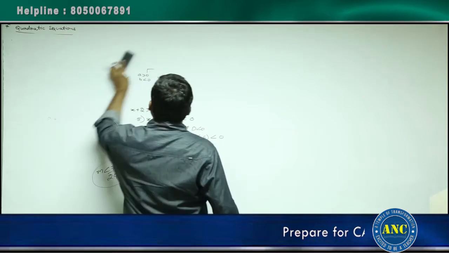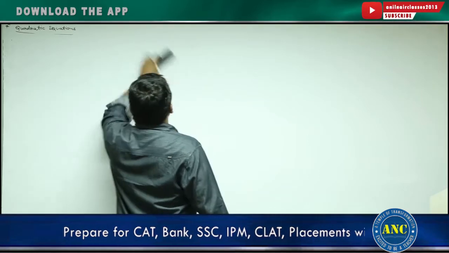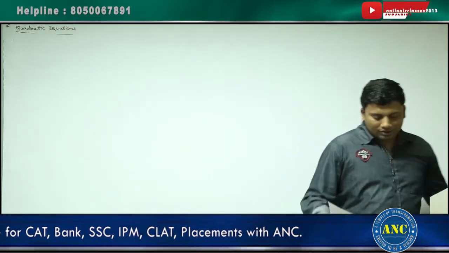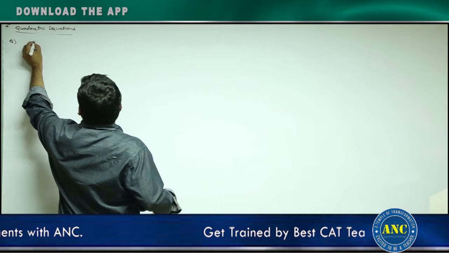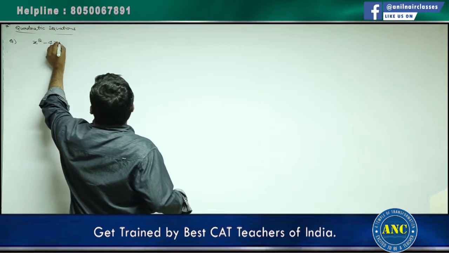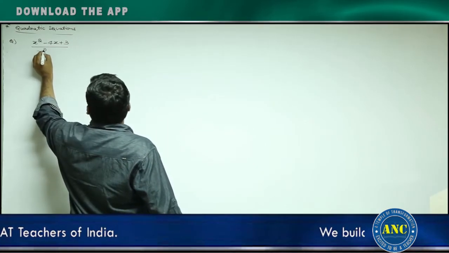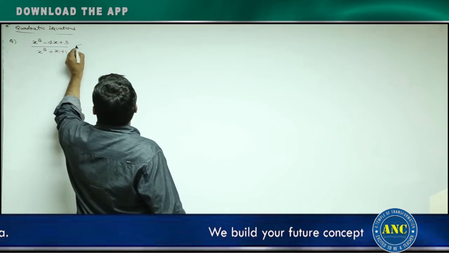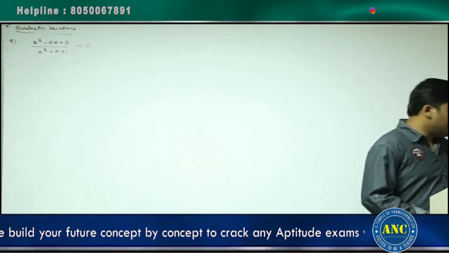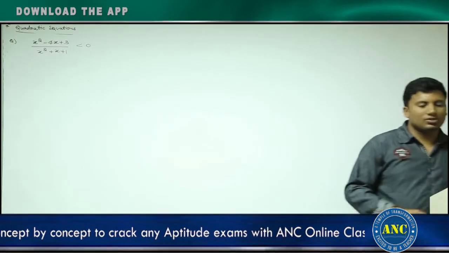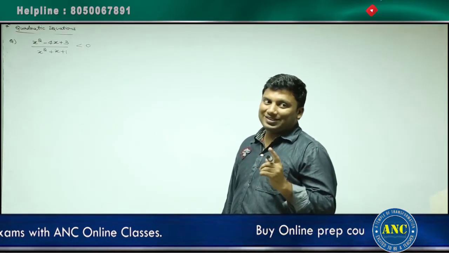Find the range of x for which (x square minus 4x plus 3) by (x square plus x plus 1) is less than 0. Already we discussed rational function.